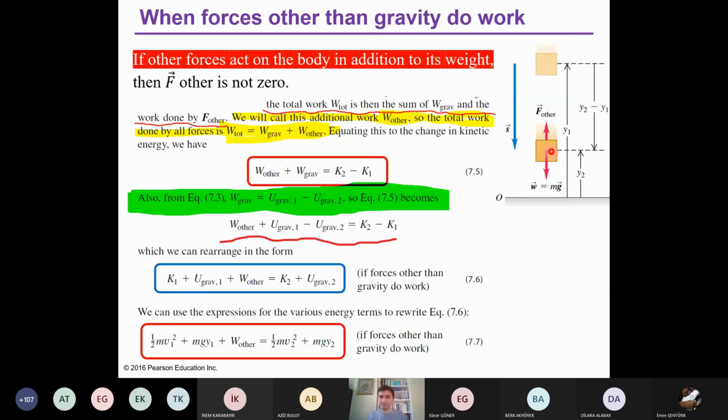So then what happens? The total work done on this box, W total, is given with the gravitational work, due to the gravitational force times displacement, plus W other. So now you must be very careful. If you are dealing with forces other than gravity that do work, what about the sign of the works here? Since the box is moving down, this is the direction of the displacement. Blue color here shows the displacement vector, okay? So this is the downward direction.